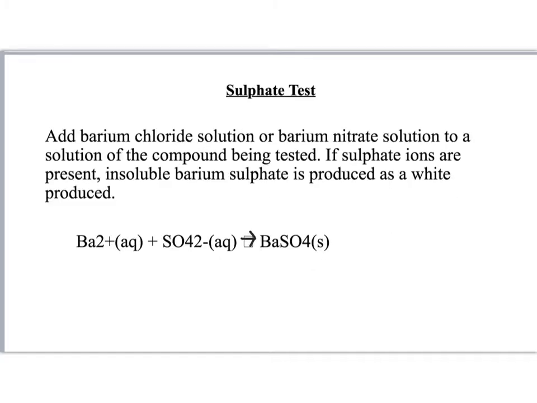The next test is for the sulfate ion. So for this one, we add barium chloride or barium nitrate solution to a solution of the compound being tested. And now if sulfate ions are present, that's SO4 2-, I will see a white precipitate of barium sulfate produced. So we use barium 2+ ions to test for sulfate ions.